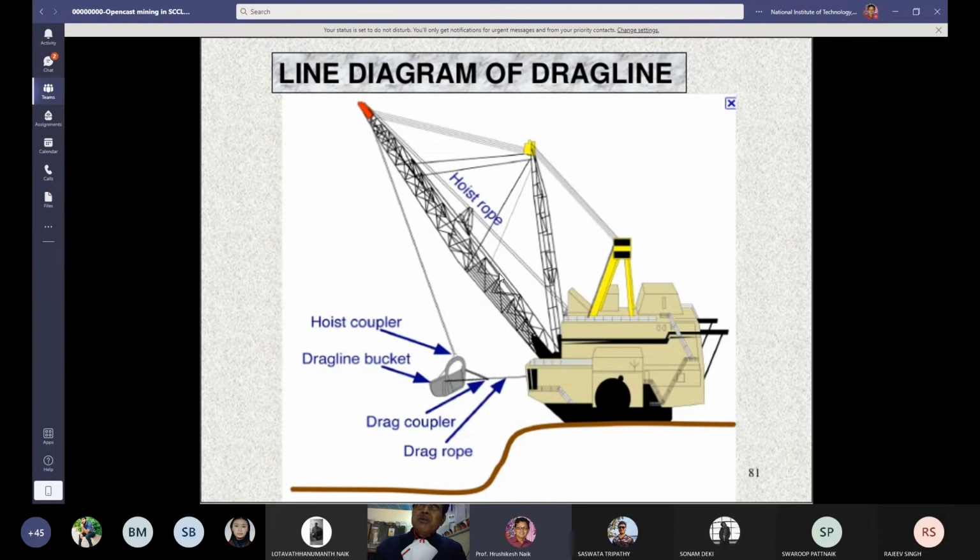So the main point of the dragline machine is that it sits on the top of the bench which is to be removed. By sitting on the top of the bench, this bench will be cut by the dragline machine, and after cutting, this material will be dumped in the decoaled area. So this is the difference between a dragline machine and a shovel. The dragline sits on the top of the bench which is to be removed, whereas a shovel sits on the bottom of the bench and takes out the top bench.